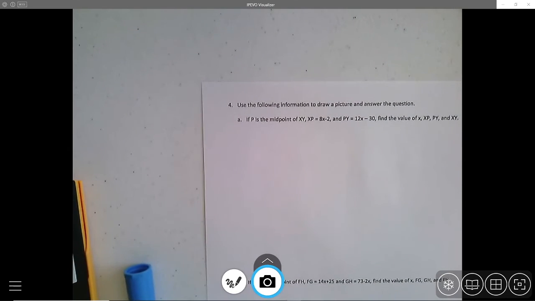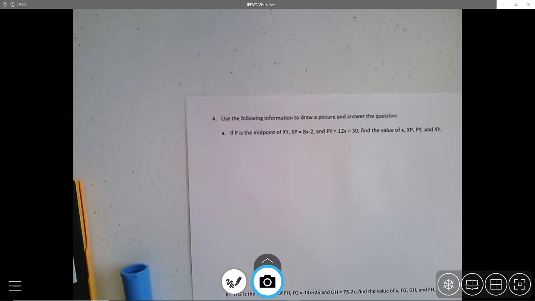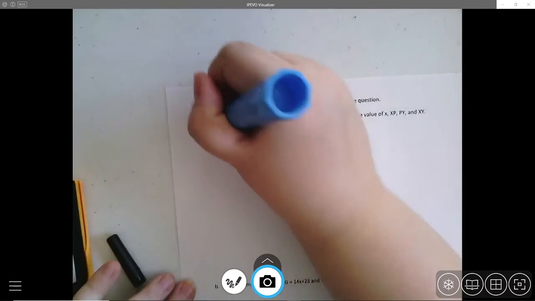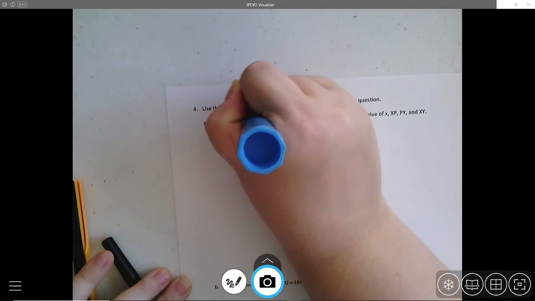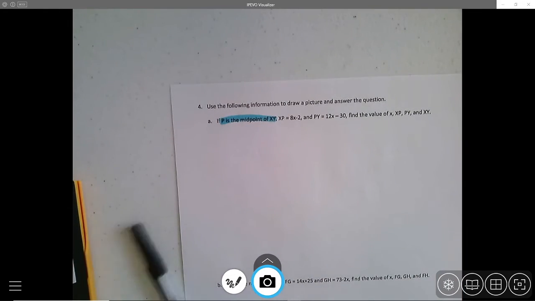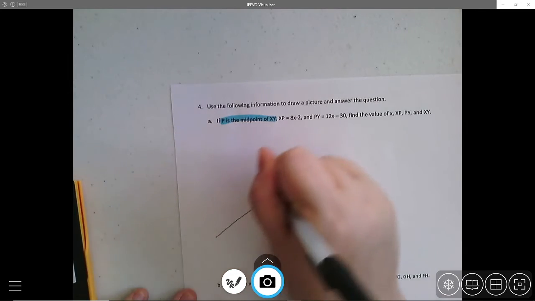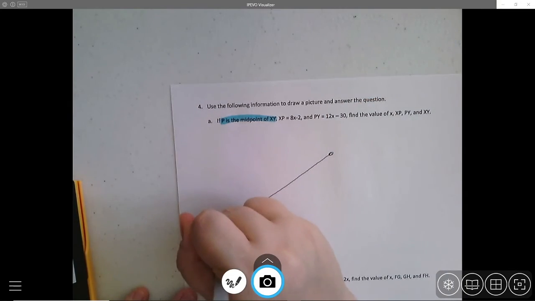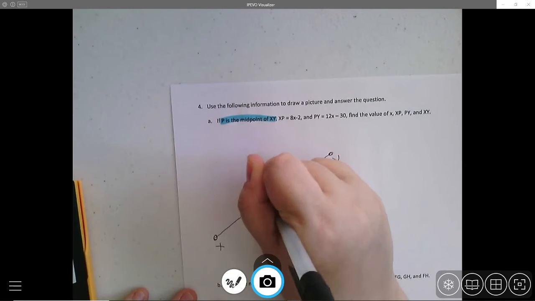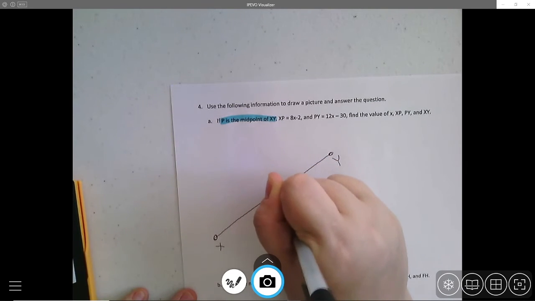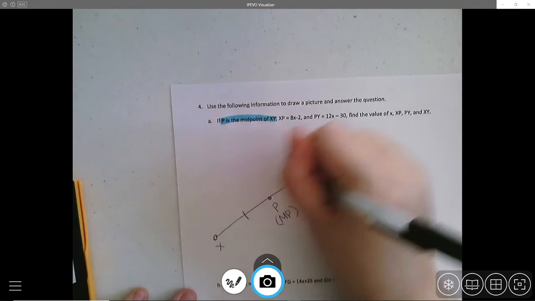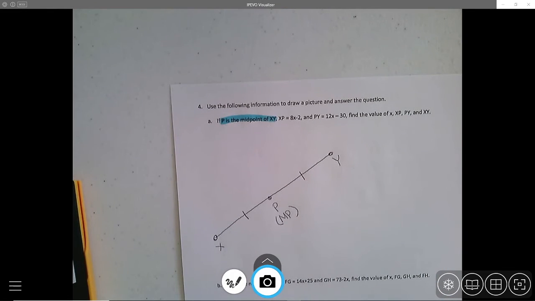Okay, a couple more endpoint problems dealing with algebra. So, if P is the midpoint of XY, knowing that, we have enough to draw some type of picture. So, I'm going to draw a segment X, Y. If P is the midpoint, P is right here in the center. That is my midpoint, so I mark it P. If I know something is a midpoint, remember, on either side of the midpoint we put those tick marks to show that those pieces of information are congruent.